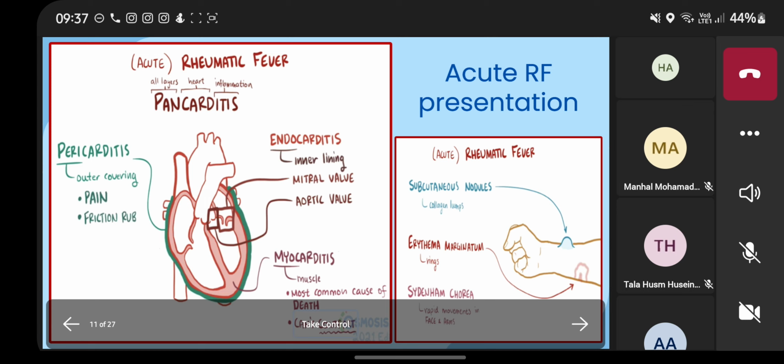So this is a picture to establish the pathogenesis of the disease. As you can see here, the valves are affected in the endocarditis phase. In the myocarditis phase, we can see that the valves are dysfunctional and the heart cannot pump the blood effectively. And for the pancarditis, since we have an inflammation in the outer layer of the heart and the inner layer, we will have what's known as the frictional rub. And on this side, you can see the subcutaneous nodules, how they are elevated at the extensor side of the hand. And this is the erythema marginatum.